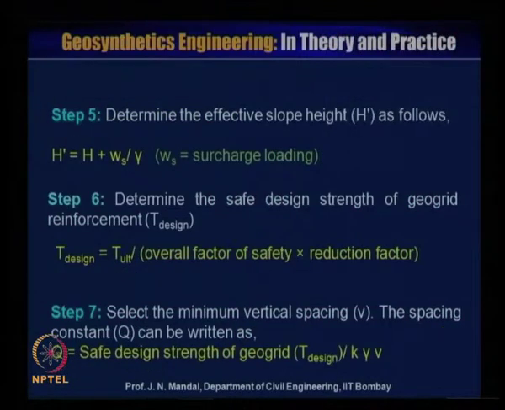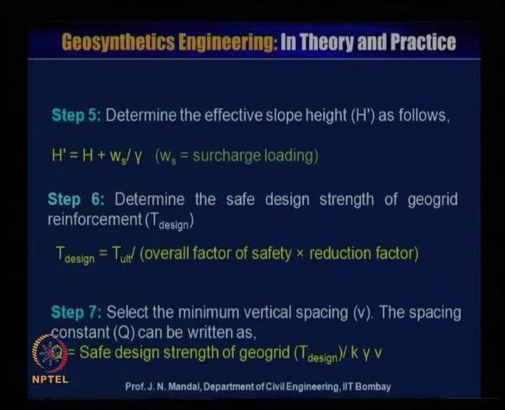Step 5, determine the effective slope height H dash as follows. H dash is equal to H plus Ws by gamma w. You know Ws is equal to the surcharge loading. So you can calculate what will be the height of the slope due to the surcharge. Step 6, determine the safe design strength of geogrid reinforcement, that means T design.